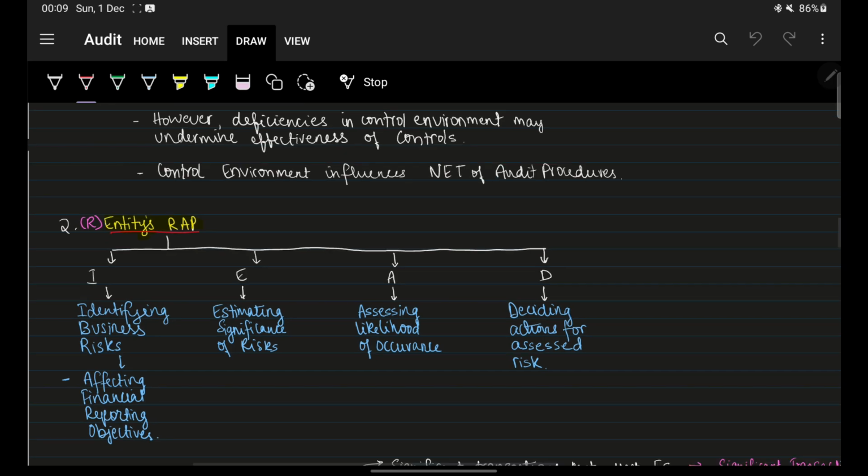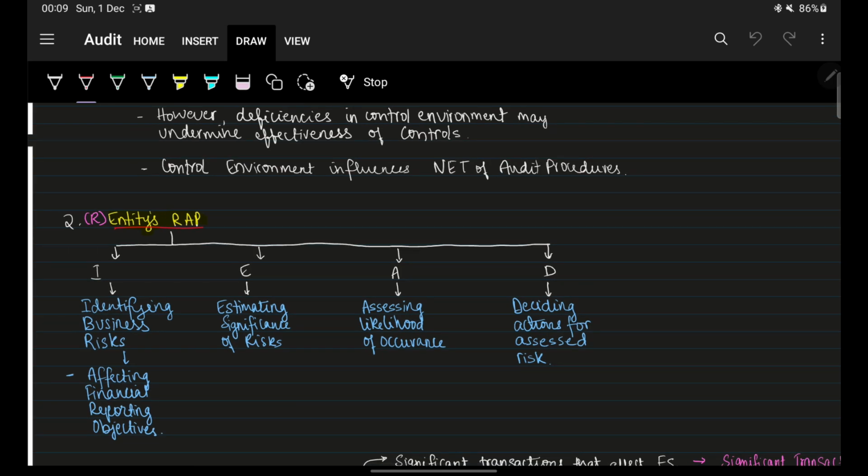Okay, next, fairly simple. Now, in the components of internal control, there were 5, right? C, R, I, M, and E. So here we had already discussed E, which is the control environment. Now we are standing at R, which is risk assessment procedures.